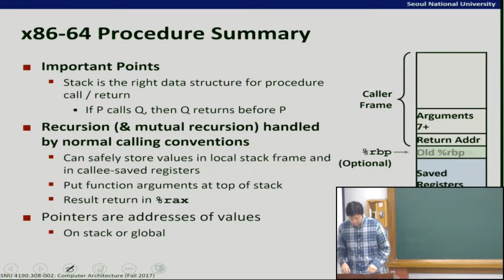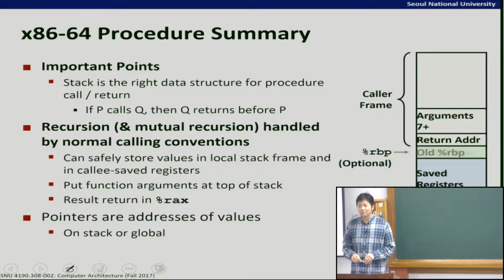And pointers are addresses of values on the stack or global. Of course, pointers are addresses. All right, so this actually concludes the lecture, I mean, lecture 6.